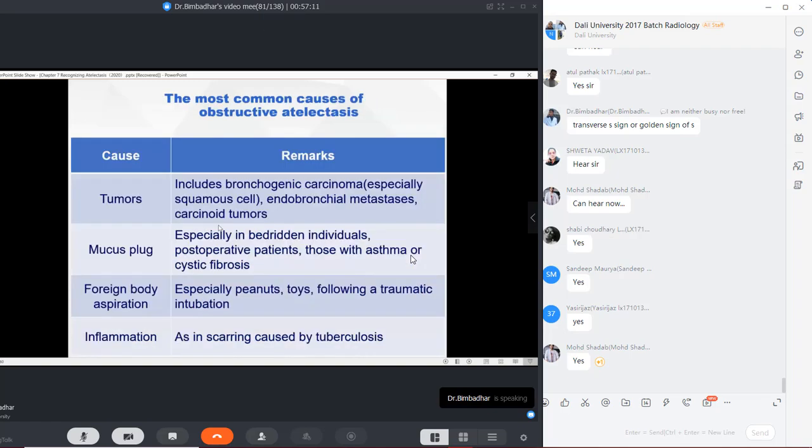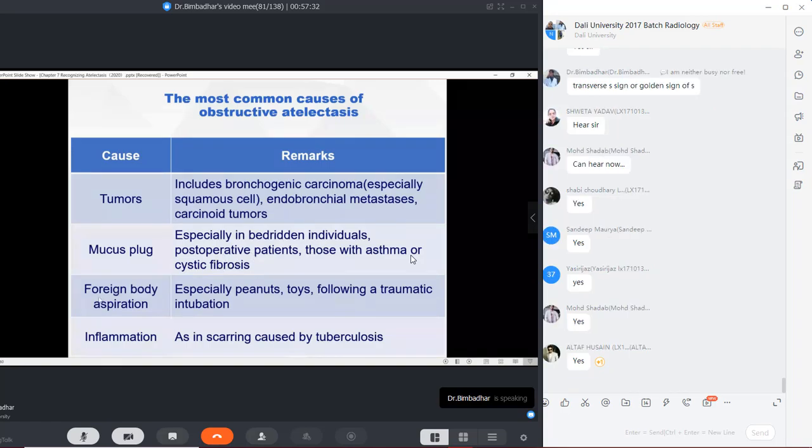Okay, now finally, the whole thing you have to remember: the causes. Tumors, bronchogenic carcinoma, especially squamous cell carcinoma, endobronchial metastasis, and carcinoid tumors will cause atelectasis. Then mucus plugs will cause atelectasis, seen in asthma patients or cystic fibrosis. Foreign body aspiration, especially peanuts and toys, or traumatic intubation, yes, they will cause atelectasis. Inflammation, as in scarring, as of tuberculosis, cystic fibrosis, right, or interstitial lung diseases. All of them will cause obstructive atelectasis.